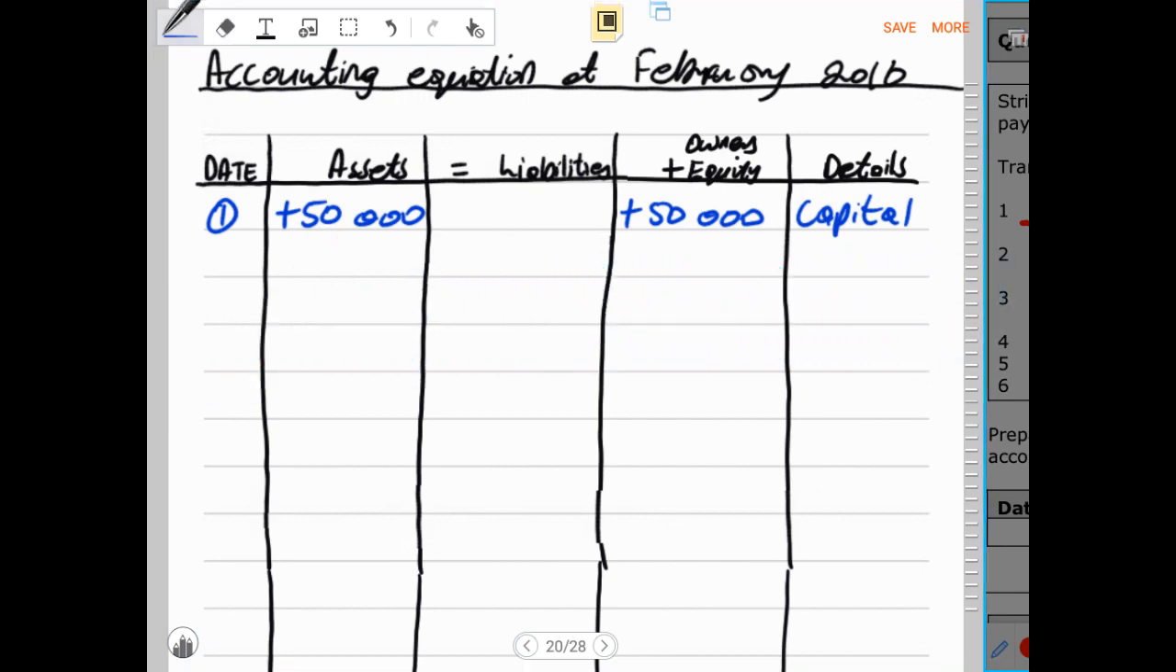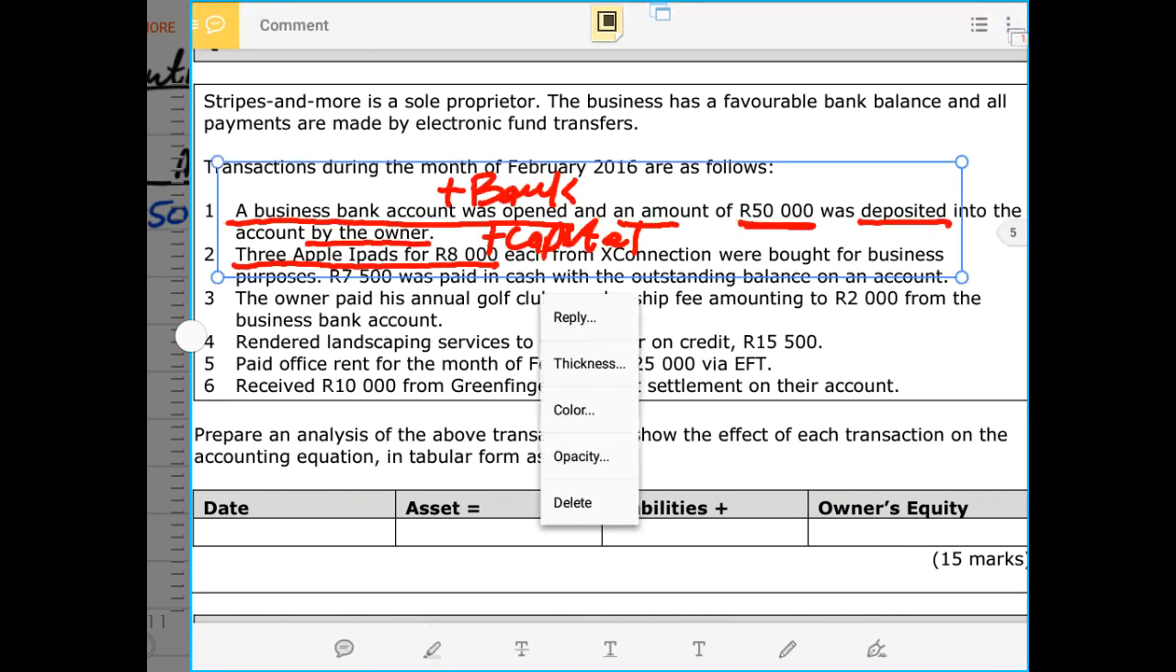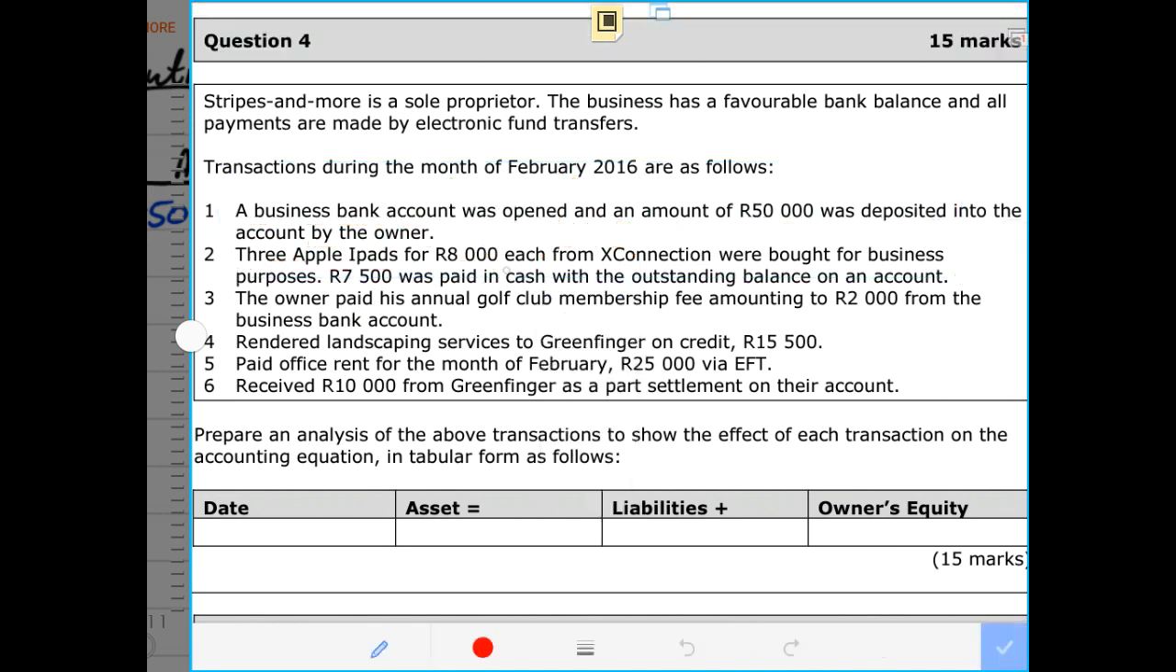And the second entry tells us that 3 Apple iPads for 8,000 each were bought. Take note, 3 Apple iPads for 8,000 each. So the business bought 3 Apple iPads from X Connection for business purposes. And as I said, we have to say 3 times 8,000, and this gives us an amount of 24,000 rands, which is the total value of the iPads that were bought.